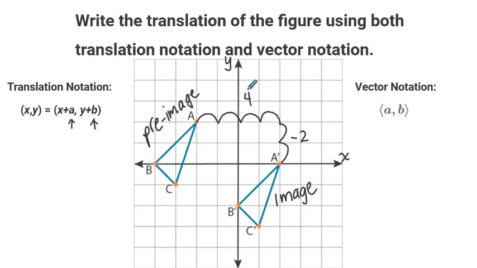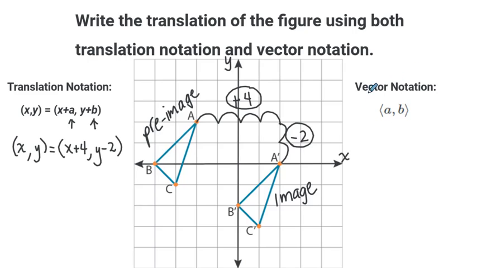Now, since this was to the right, it was a positive 4, and I'm just going to plug these values into this notation. X stays as x, y stays as y. So for my notation, my x is going to add, specifically here we added 4, and then our y, we are going to go down 2, subtract 2, and you've got your notation.